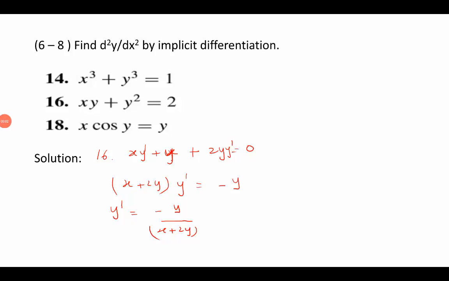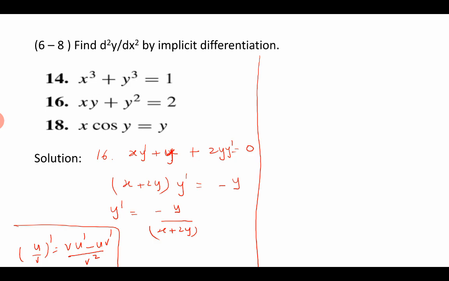Let's continue from where we left off. We have found the first derivative here, and the second derivative is to be found by using the quotient rule. We should remember the quotient rule, which is (u over v)' = (v u' minus u v') divided by v squared. We use this rule to find the second derivative y double prime, isn't it?